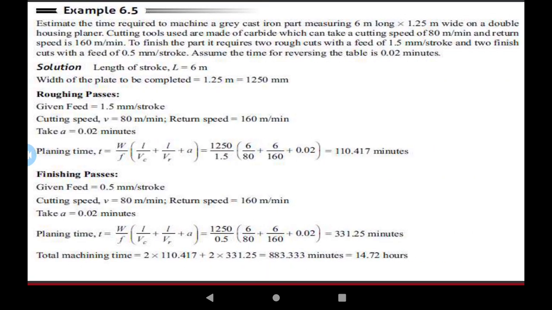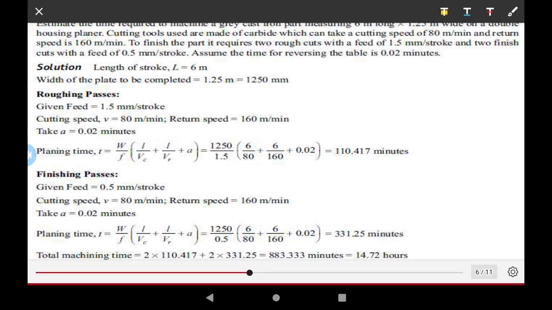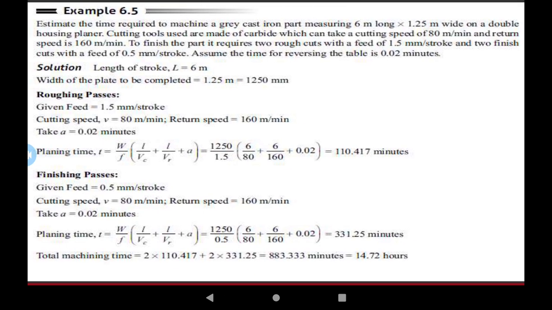Another problem: estimate the time required for machining grey cast iron. The grey cast iron plate measures 6 meters long by 1.25 meters wide, machined on a double housing planer. The cutting tool is made of carbide, which can take a cutting speed of 80 meters per minute, and the return speed of the table is 160 meters per minute.